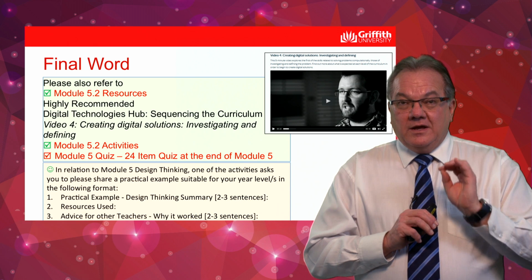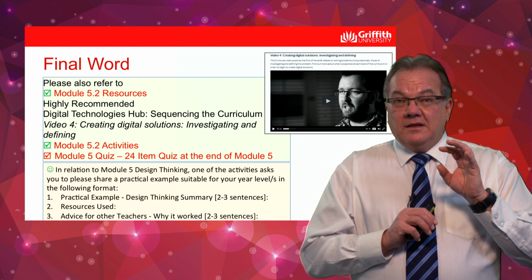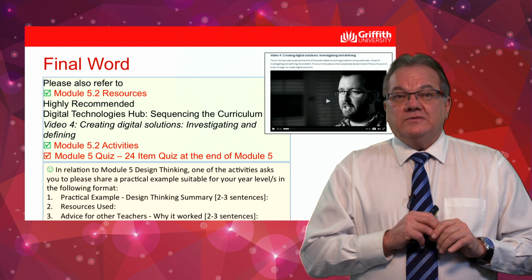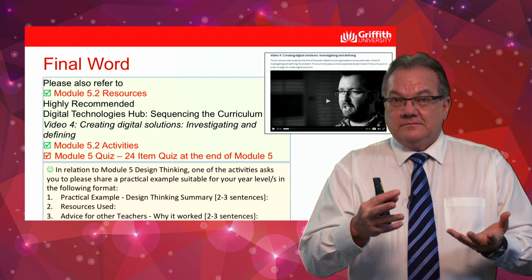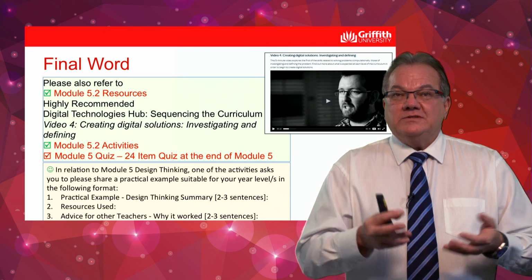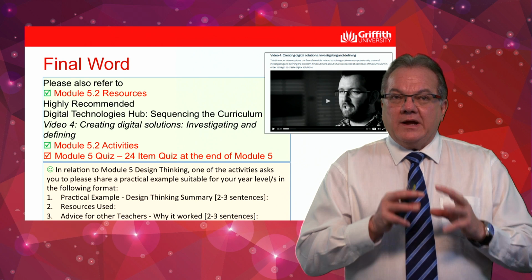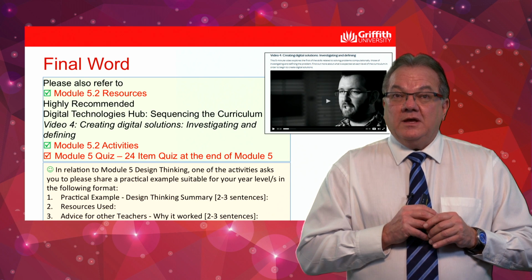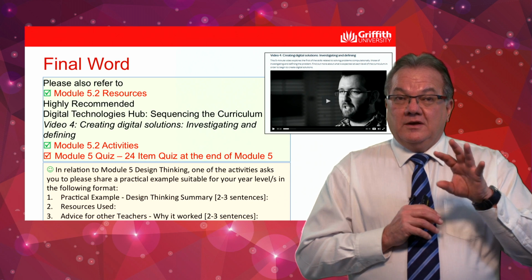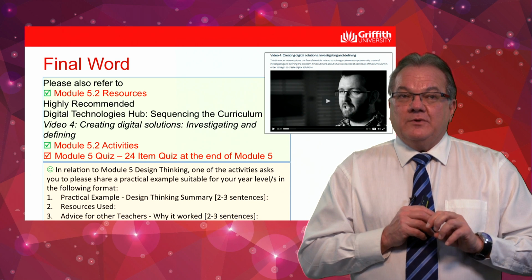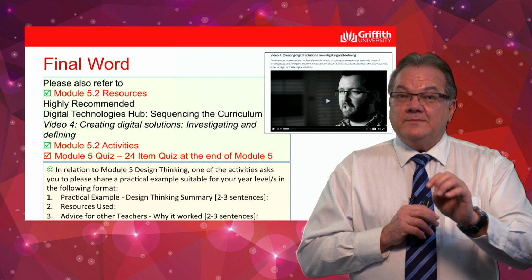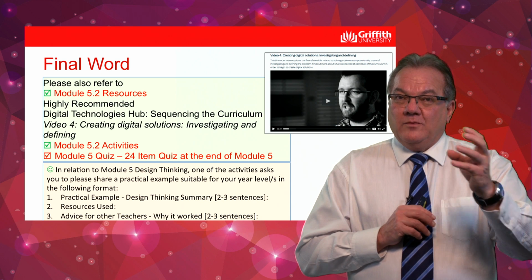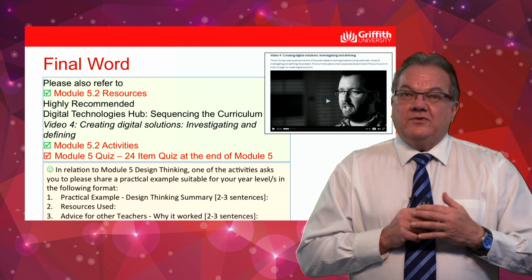And I'll just reiterate, there is an activity within Module 5 that asks you to share your wisdom and advice to other teachers through a practical example that you've used with your year levels in terms of a design thinking summary outlining the resources that you used and your wisdom and advice for other teachers about why it worked, what were the secrets to success.